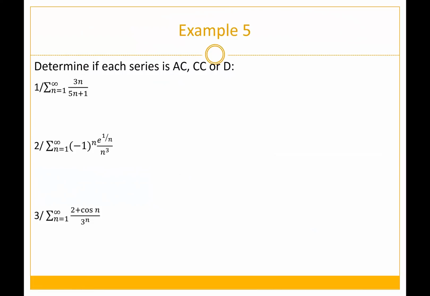Yep, that is going to be the test for divergence. I think you guys are getting the math intuition. So you have 3n over 5n plus 1. It's going to give us 3 over 5, which is different from 0. So you conclude that this series is divergent.